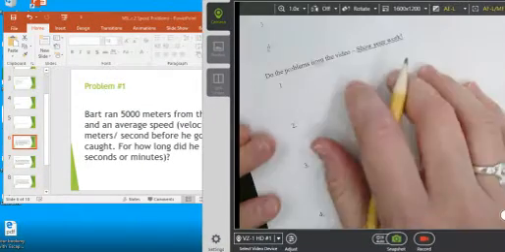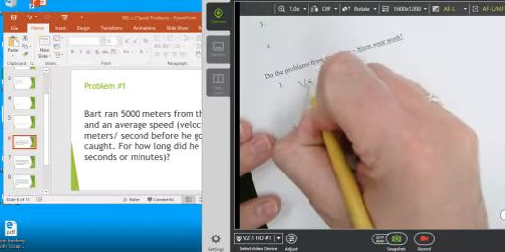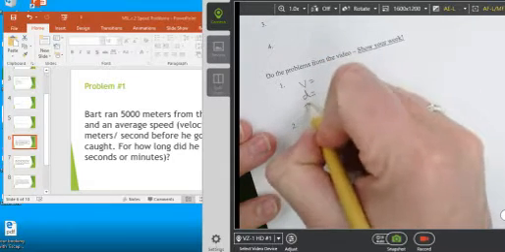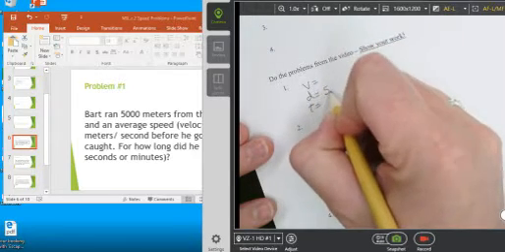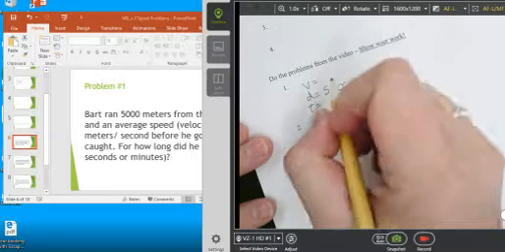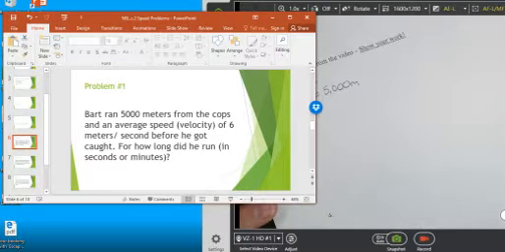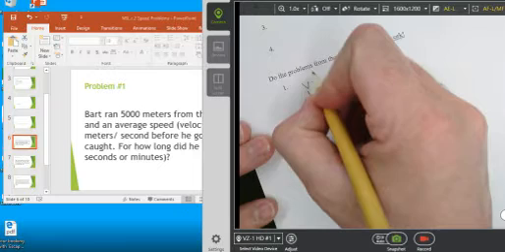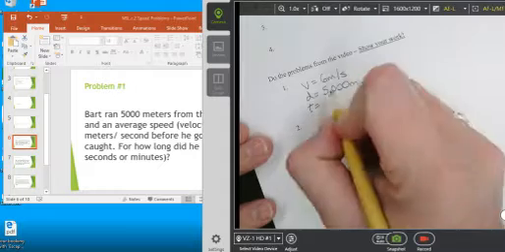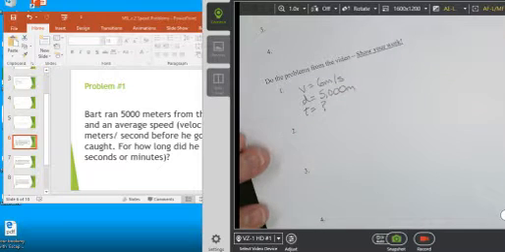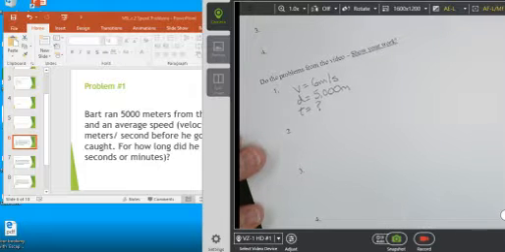The first step that I need to do is list what I know. And what do I know? Bart's running 5,000 meters, and his average speed is 6 meters per second. Now, one thing a lot of you who got messed up on the test often missed was that you misidentified the variable. If it said the speed was 6, you put it under the time, and that is going to mess up everything you do afterwards.